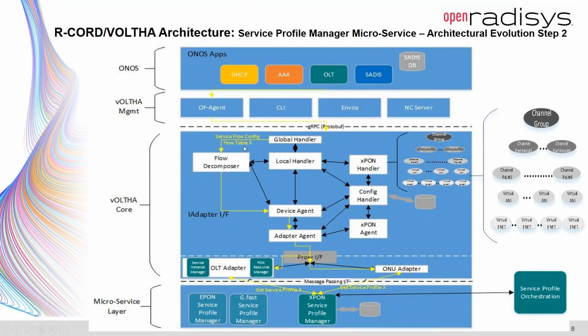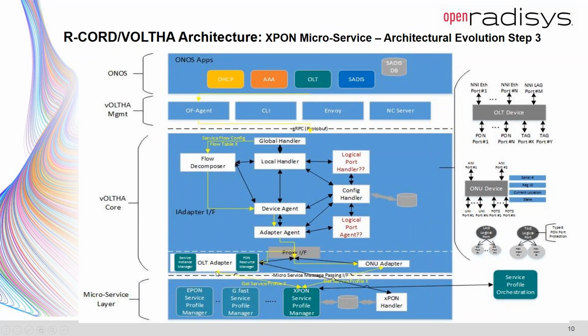So another step, again, this is just some thoughts. If we could move the XPON handler to a microservice, and also have the service profile manager as a microservice if we wanted to, as another way of doing it. Or we can have a PON resource manager in the OLT adapter as well, and a service instance manager. So kind of getting a little bit into the future here.